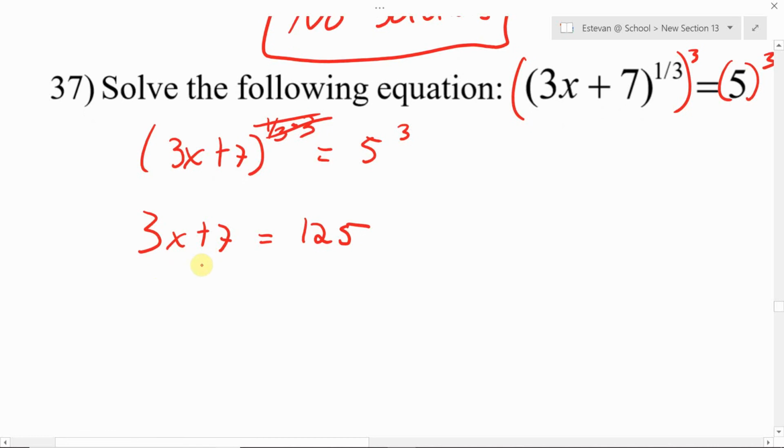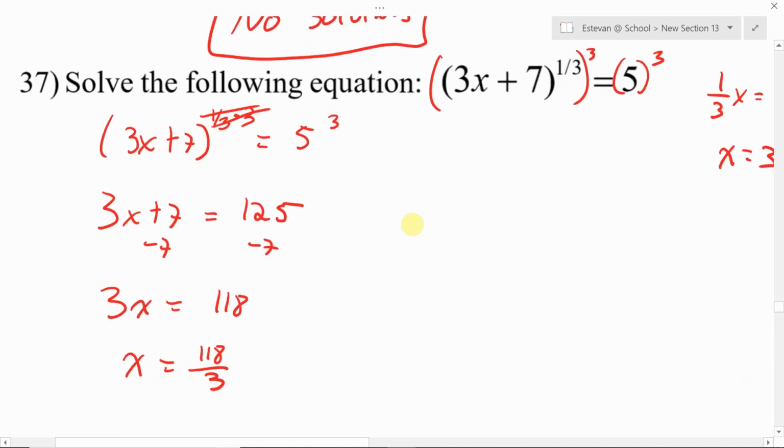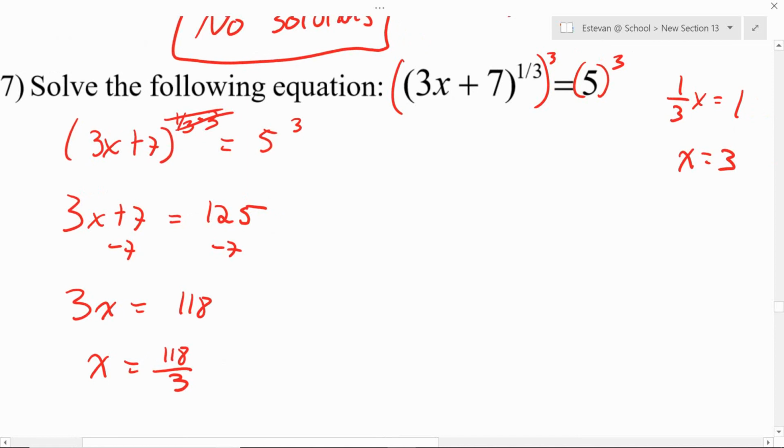Subtract 7 from both sides. So 3x is equal to 118. Divide both sides by 3, so x is equal to 118 over 3. Then from there, we need to substitute it back in. 3 times 118 over 3 plus 7, raised to the 1/3.